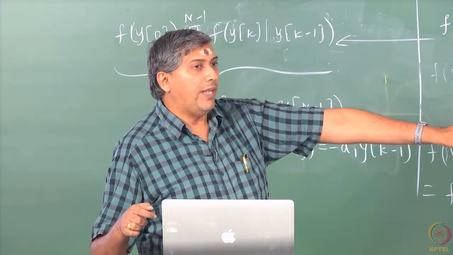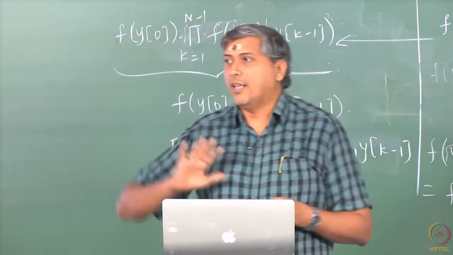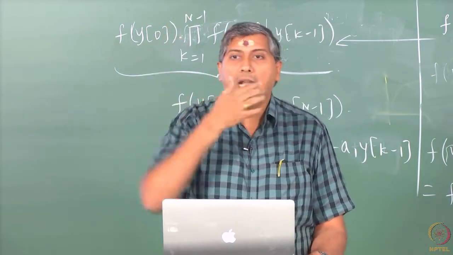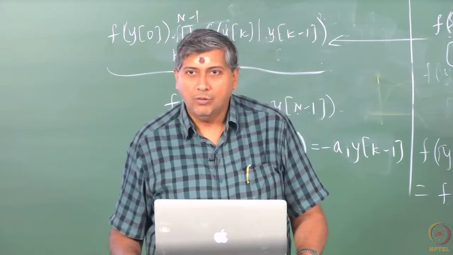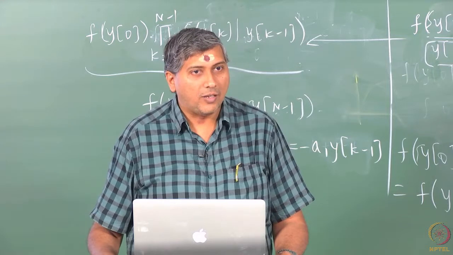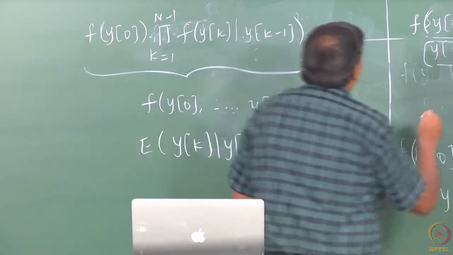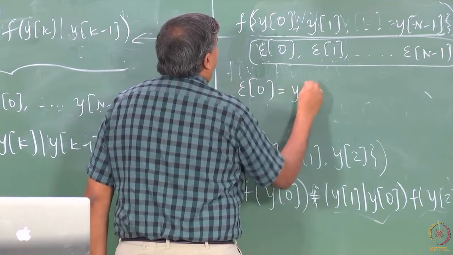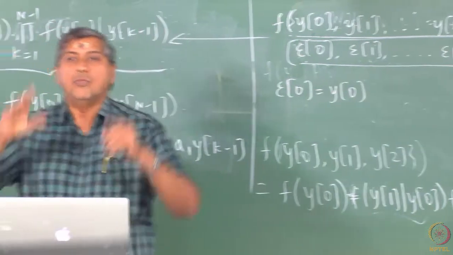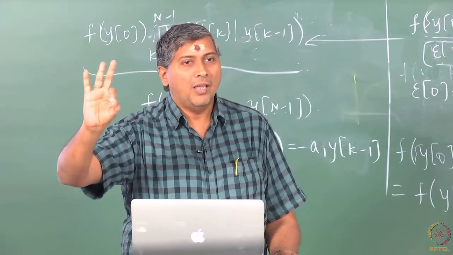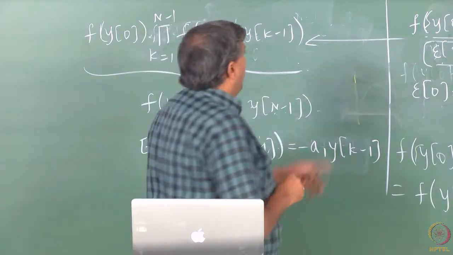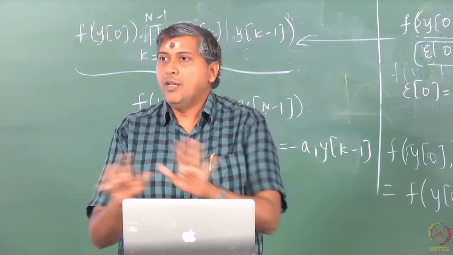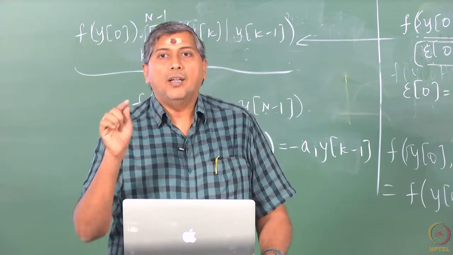On one hand you have least squares freezing y0, on the other hand you have MLE taking into account the PDF of y0. I strike a middle ground: I say do not worry about the PDF of y0, I will still take into account the randomness in y0. Assume that this is some epsilon 0, and epsilon 0 is nothing but y0. That means my initial prediction is 0. I do not know anything to make an initial prediction. So I am going to assume that this y0 that I have is nothing but the prediction error at lag 0.